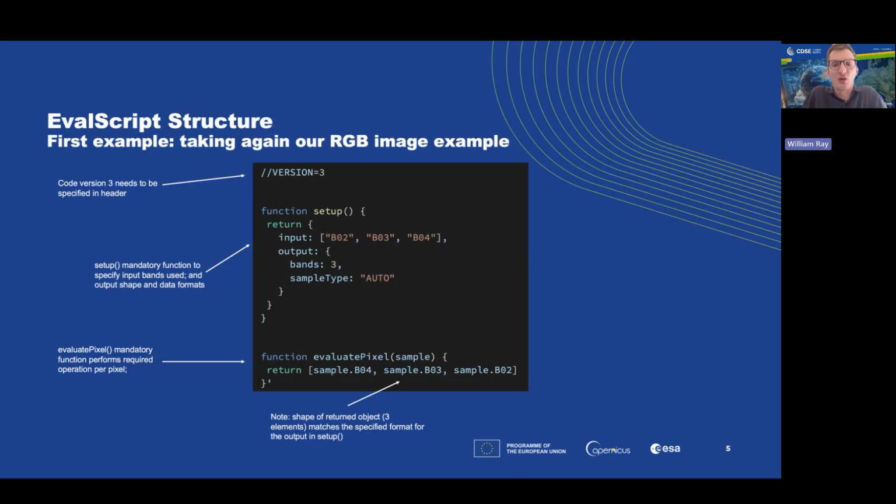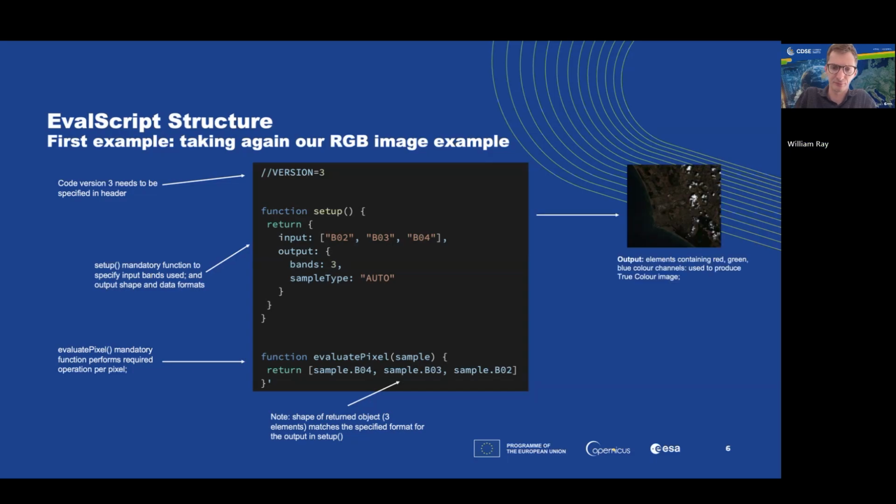In addition, if you're creating more complex eval scripts, as we'll see a little bit later, you can actually create additional functions within the JavaScript itself, and then you can call those functions within your evaluate pixel function. And of course, the output for this, we have just an example here of what a true color image would look like.